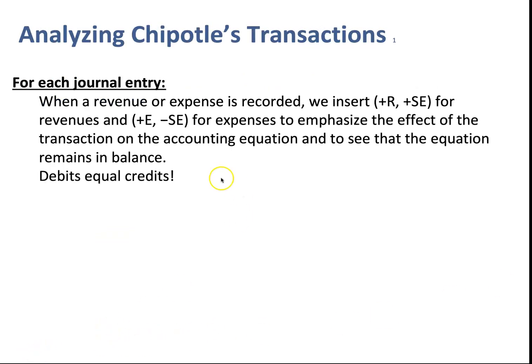Now, again, when we recognize a revenue, there is a dual effect. Revenue will be increased and retained earnings will be increased. Retained earnings is under stockholders' equity, so plus R, plus SE. And if you recognize an expense, expenses will be increased, but that would decrease stockholders' equity, specifically retained earnings. Remember, debits equal credits. All right, let's get started.